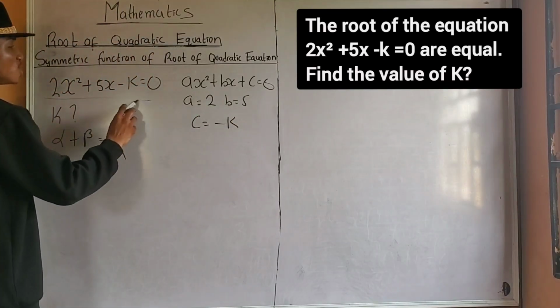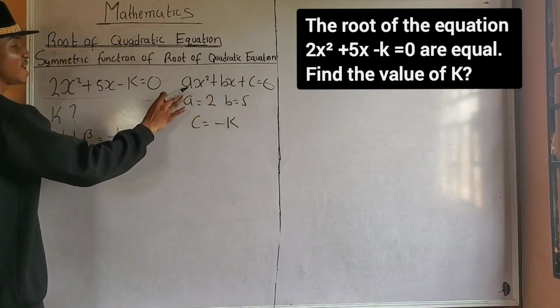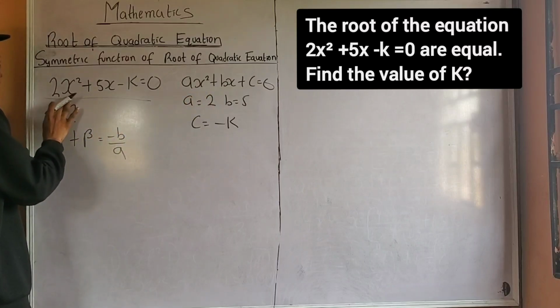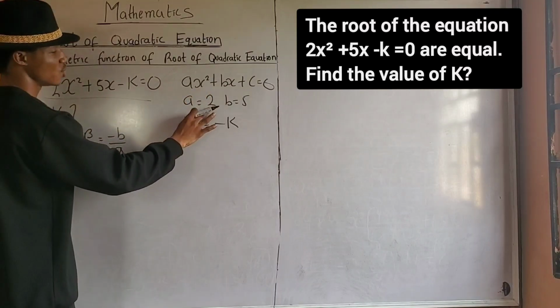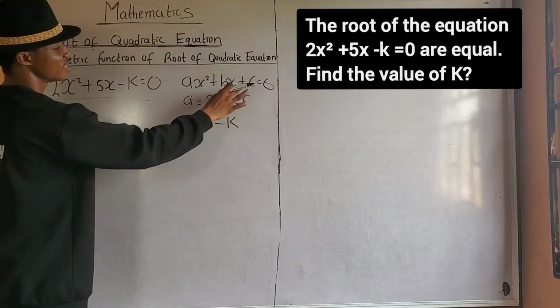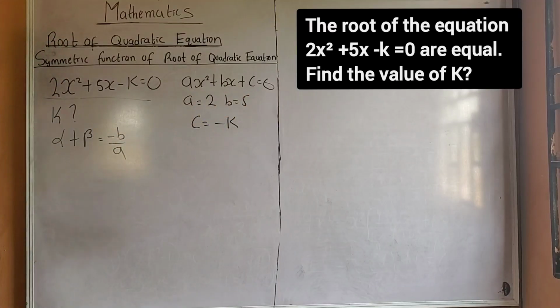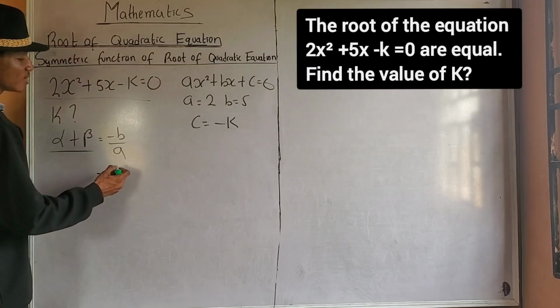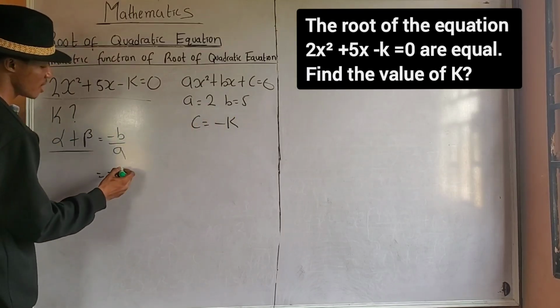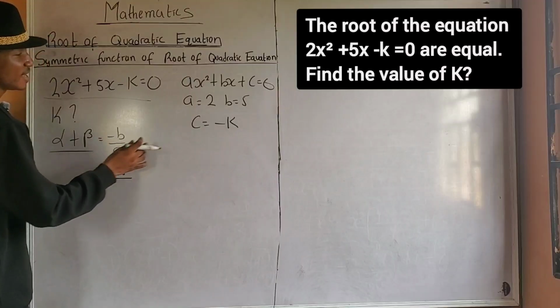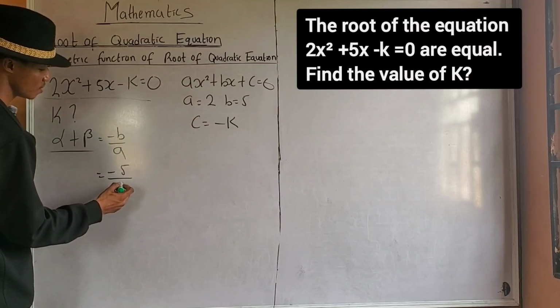If you compare this equation with this equation, a is the coefficient of x squared. So the coefficient of x squared here is what? 2. So a is 2, b is what? 5, and c, which is the constant term, is minus k. Okay. Now, the sum of roots, which is alpha plus beta, is minus b. b is 5, so I'm going to have minus 5 all over a. a is 2, so I'm going to have minus 5 over 2.